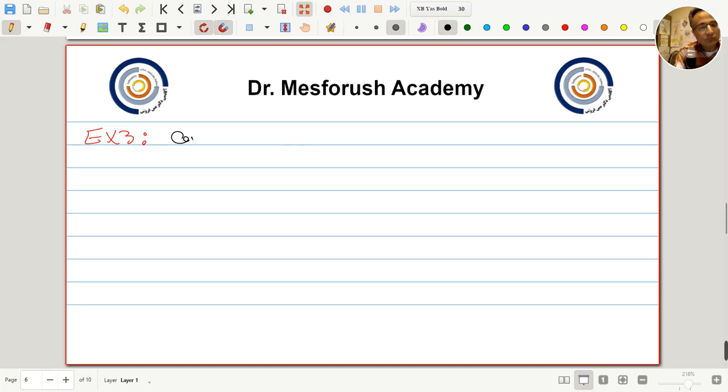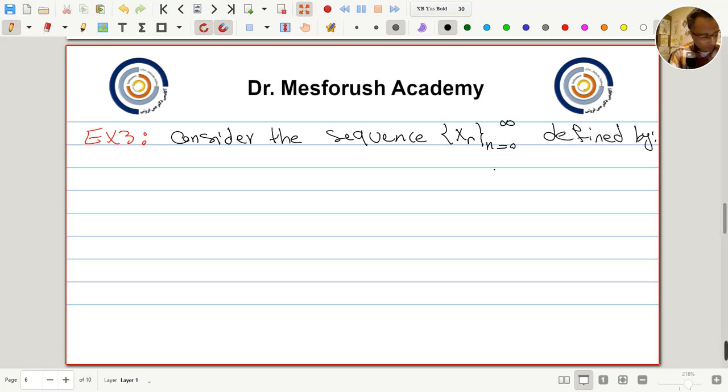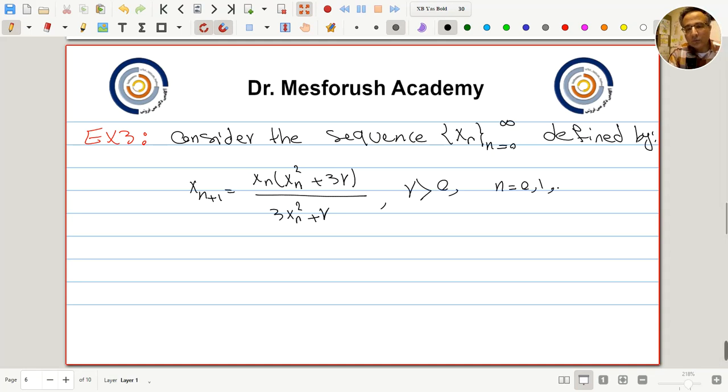Consider the sequence x_n, n equal to 0 to infinity, defined like this: x_{n+1} equals x_n times (x_n squared plus 3r) over (3x_n squared plus r), for r greater than 0 and n equal to 0, 1, 2 and so on.